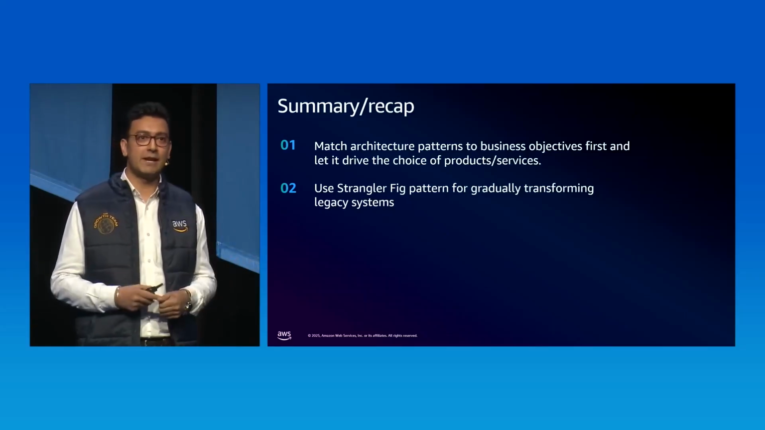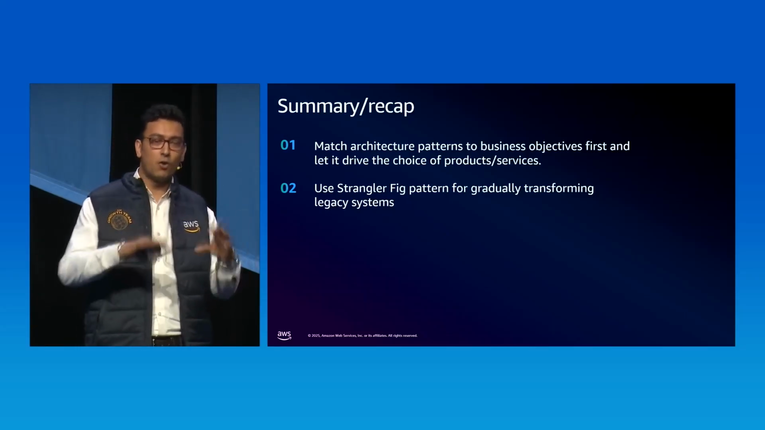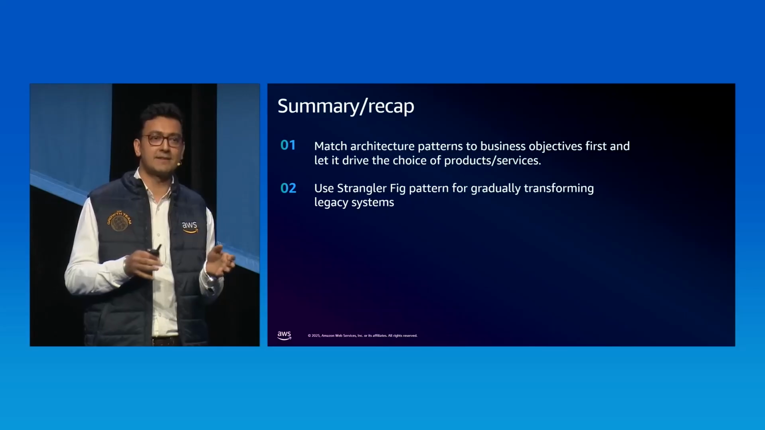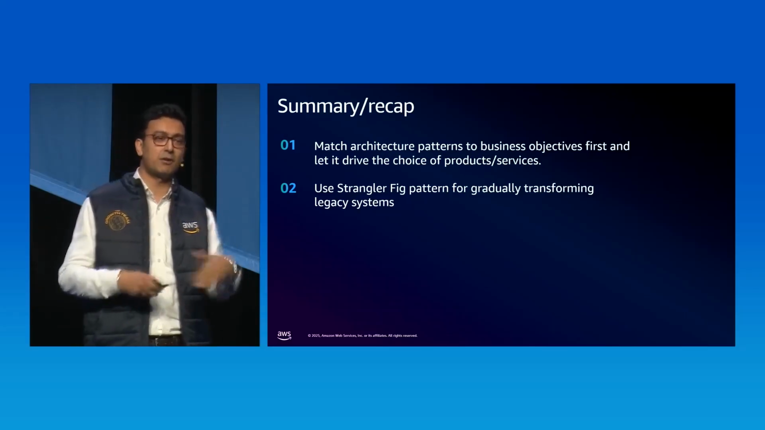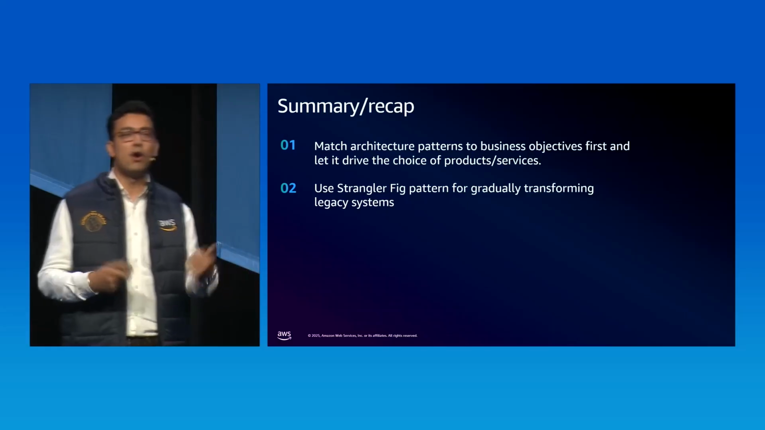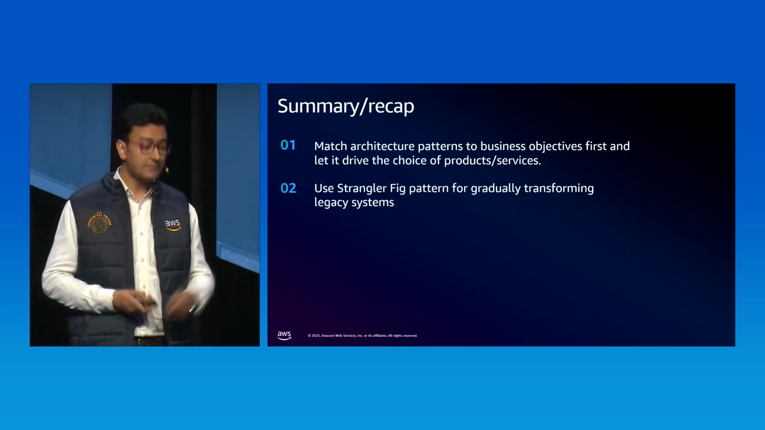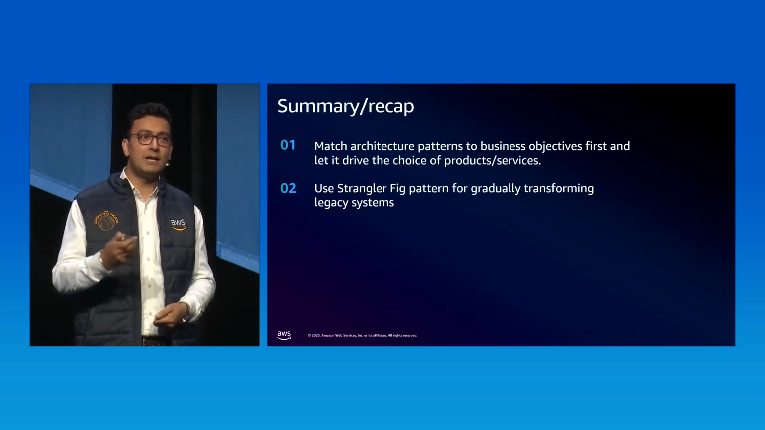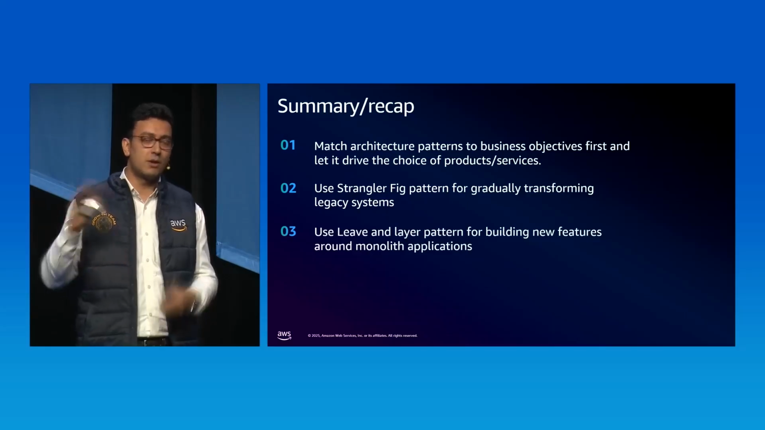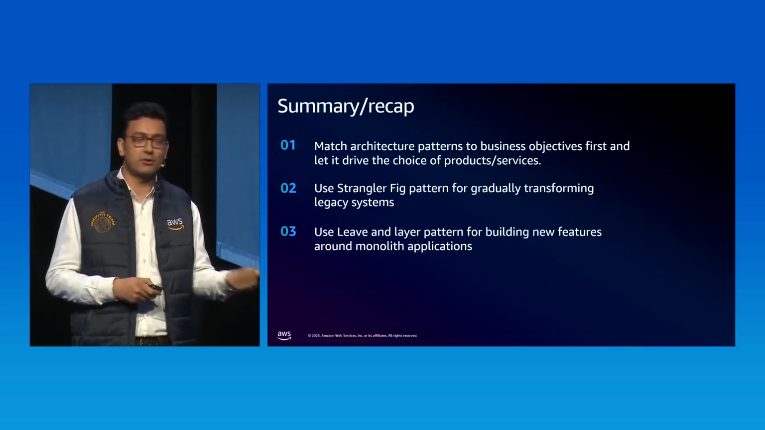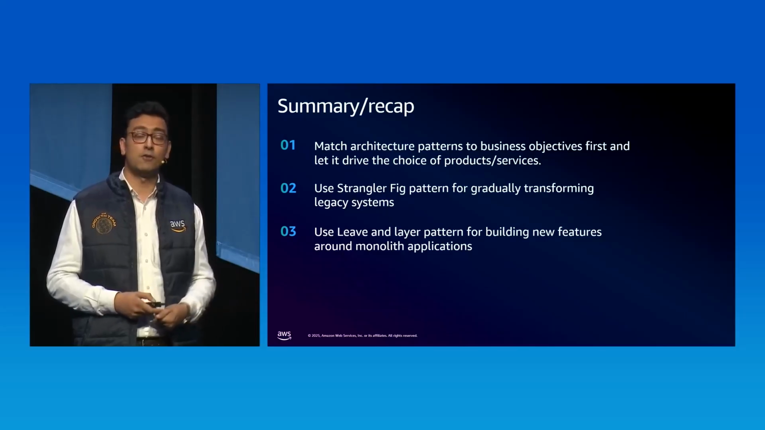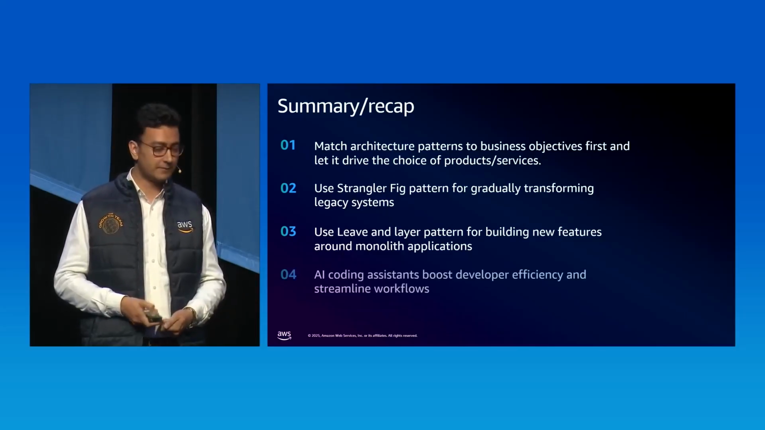Use Strangler Fig if you want to modernize your whole application, which is your existing system, and gradually move to microservices. And at this time, you are also changing the functionality of your monolith architectures. But if you want to build new functionalities around your legacy systems by not touching the functionality of the systems or applications, go with the leave and layer pattern.